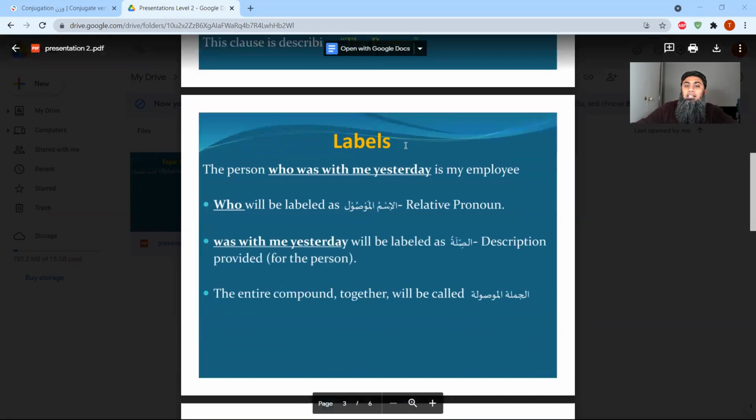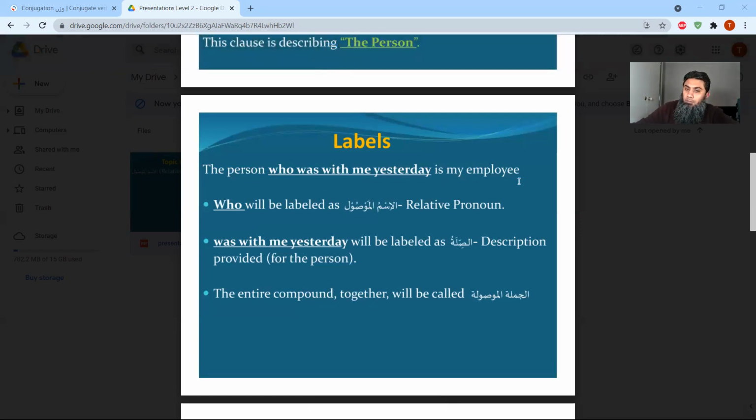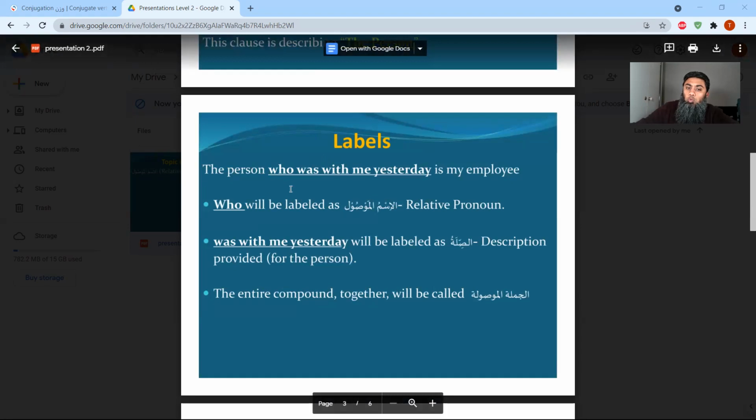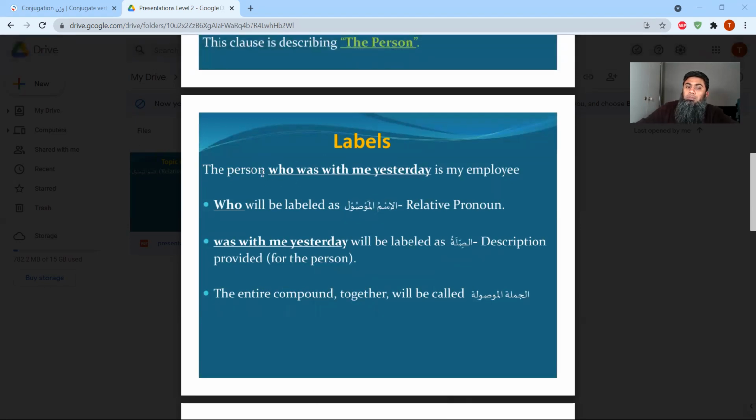Let's look at the labels. The person, again, same sentence. The person who was with me yesterday is my employee. So this word who, which began the clause, is ismul mawsul. And the rest of the thing, was with me yesterday, is called a sila or description.